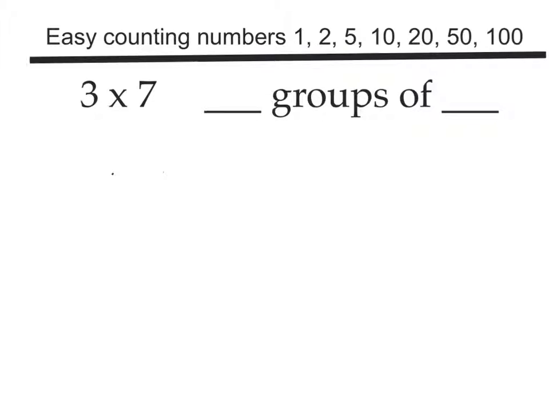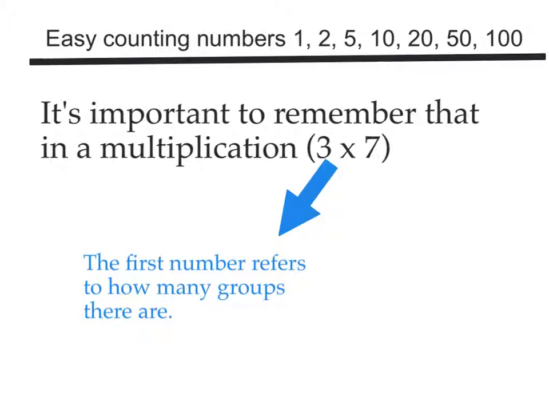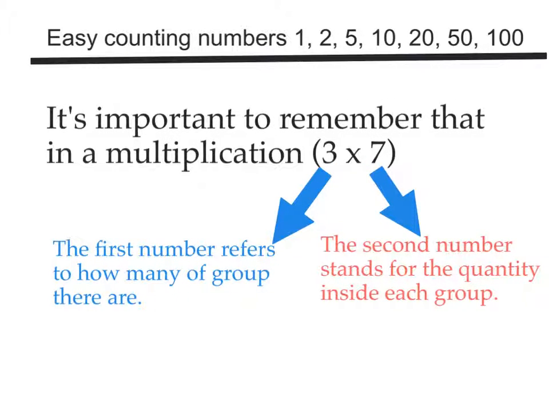The multiplication 3 times 7 tells us that there are 3 groups, and each of those groups has 7 elements. It's important to remember that in a multiplication like 3 times 7, the first number refers to how many groups there are, while the second number, 7, stands for the quantity inside each group.